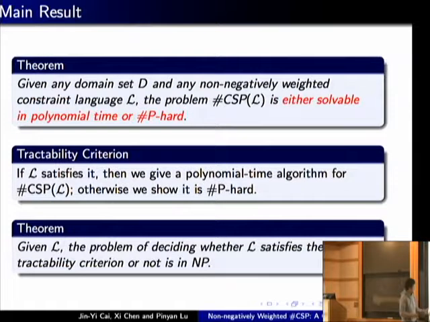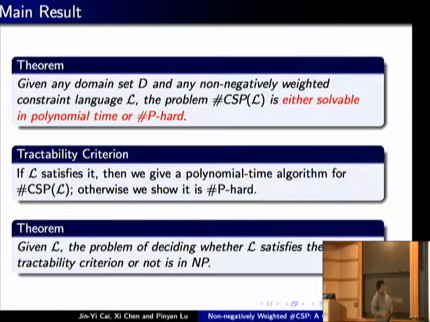We also showed that if we're given this language as the input, so now the language is not a constant, then the problem of deciding whether this language satisfies this criterion or not is in NP. So it's not that hard to decide whether a given problem is in polynomial time or #P-hard. But I will not have time to cover the decidability part, so we will focus on the dichotomy theorem.